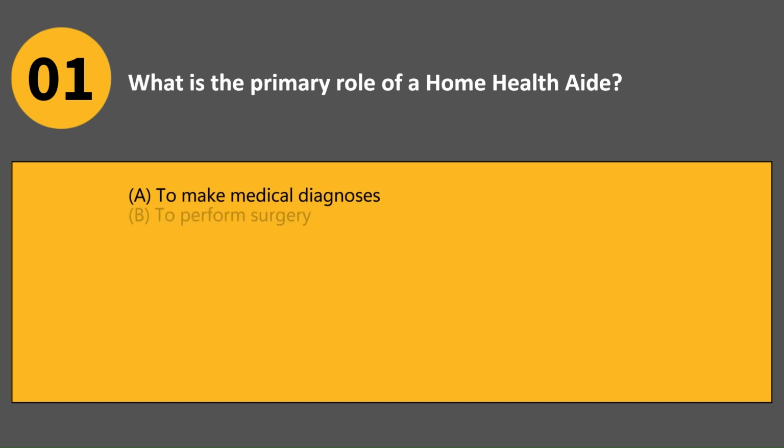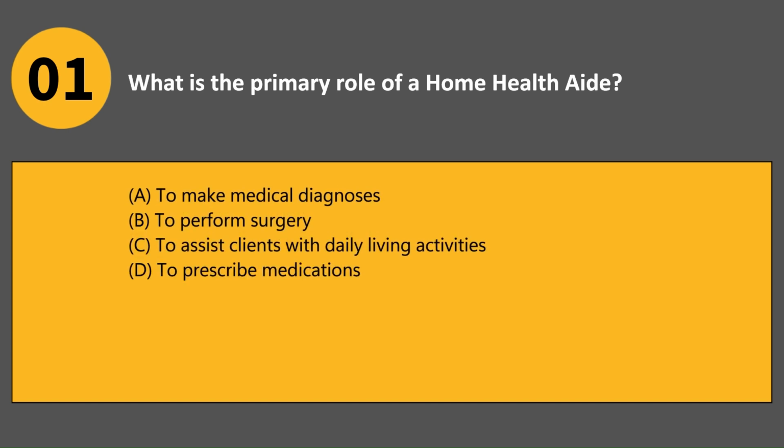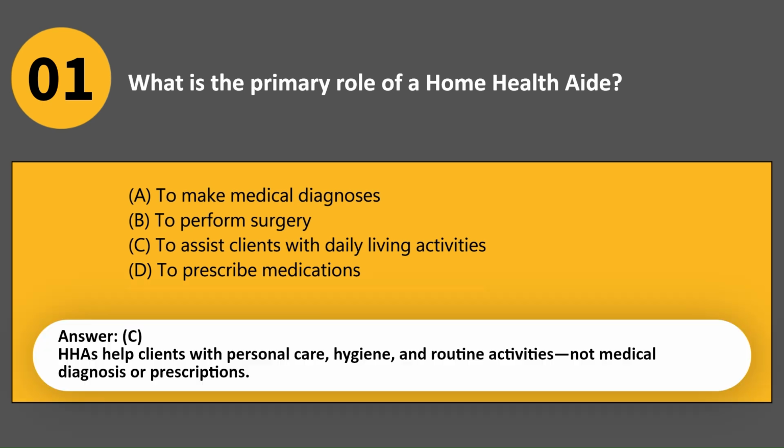What is the primary role of a home health aide? A. To make medical diagnoses. B. To perform surgery. C. To assist clients with daily living activities. D. To prescribe medications. Answer: C. HHAs help clients with personal care, hygiene, and routine activities, not medical diagnosis or prescriptions.